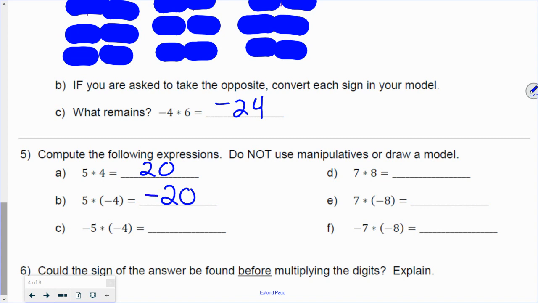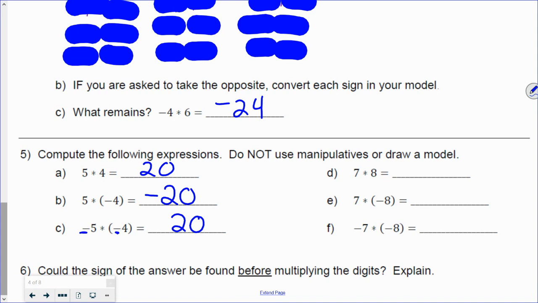Okay, same thing, 5 times 4 is still always going to be a 20, but now I need to see, is this going to be a negative 20 or a positive? Well, this negative here in front of our 5 means to take the opposite of the negative 4. What's the opposite of a negative 4? A positive. So our answer is a positive 20.